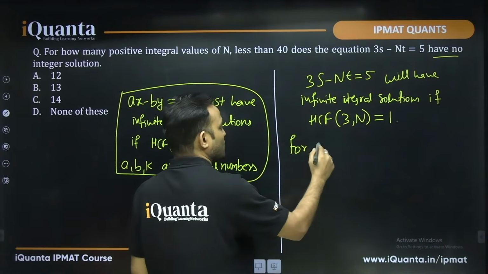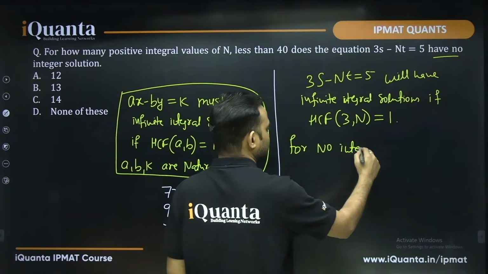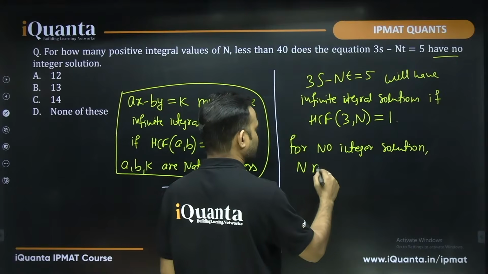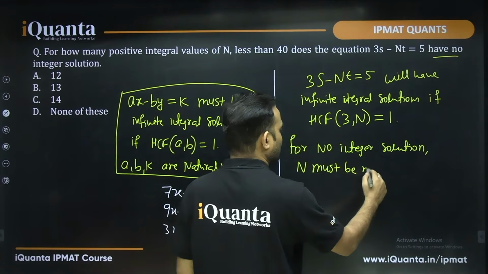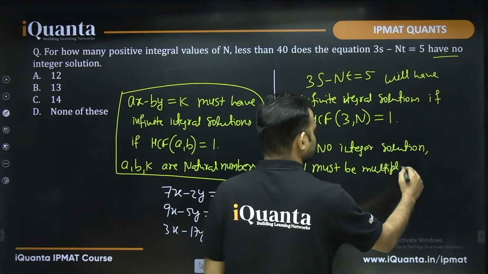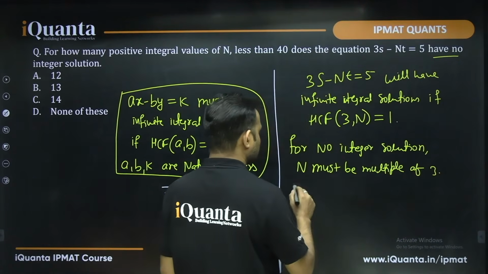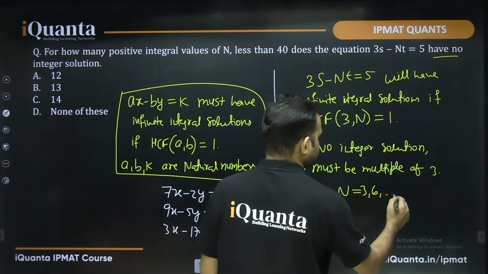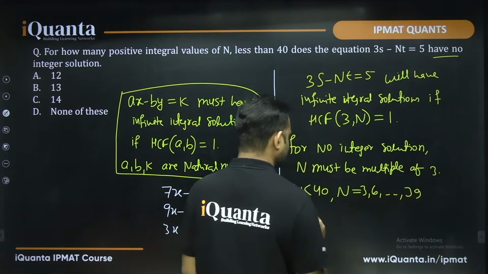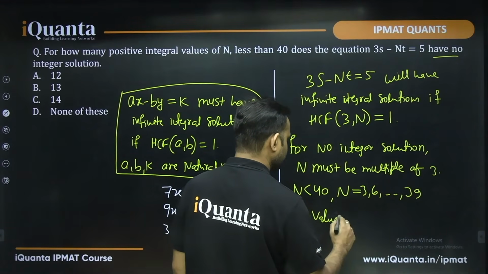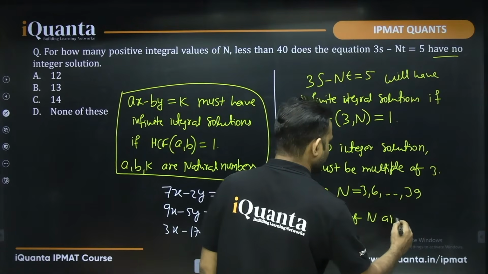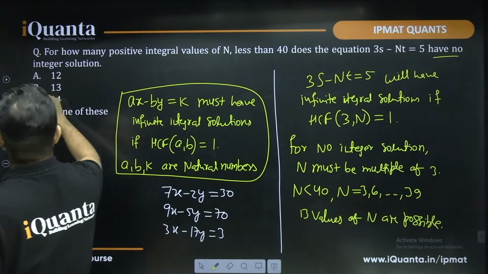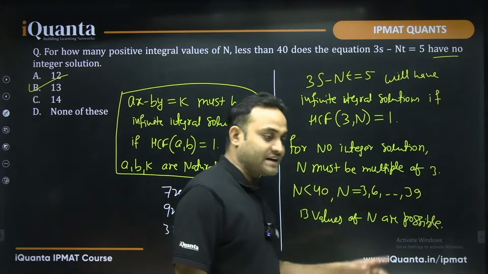So for no integer solution, n must be a multiple of 3. So n is less than 40, right? So n can be 3, 6 till 39. So 13 values for n are possible. Answer is option B. See, I have written everything here.